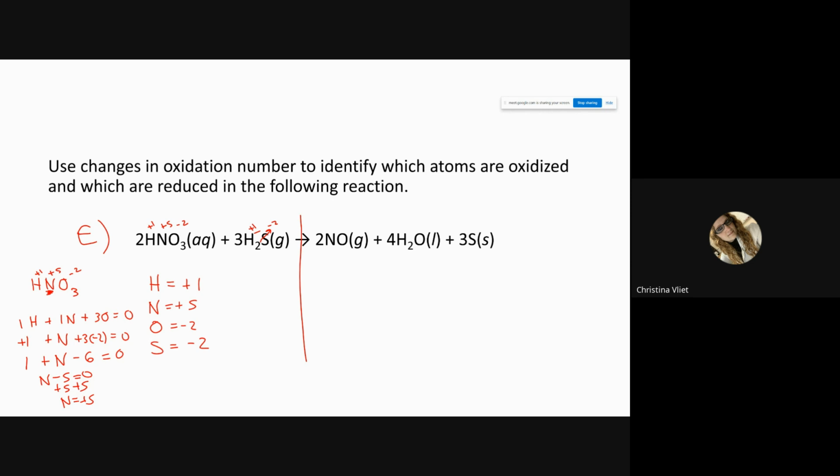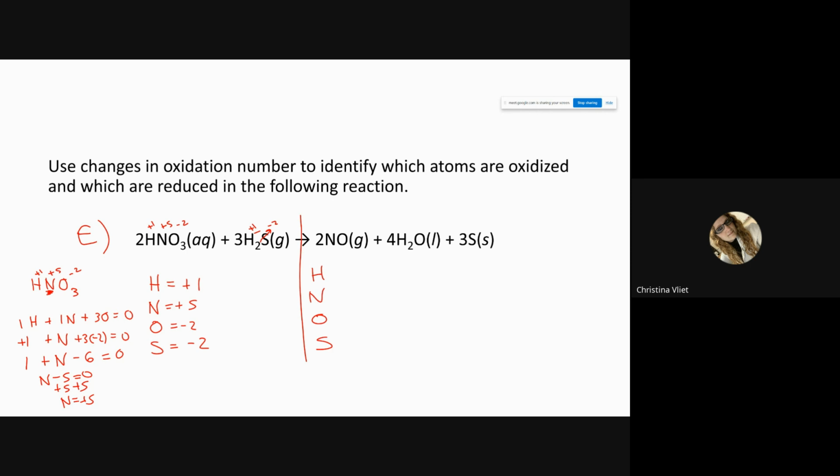This is definitely a more complicated example. Probably towards the level 2. If we were to talk about levels, this is a level 2 question for sure. On the product side, I'm going to line up my elements in the same order.